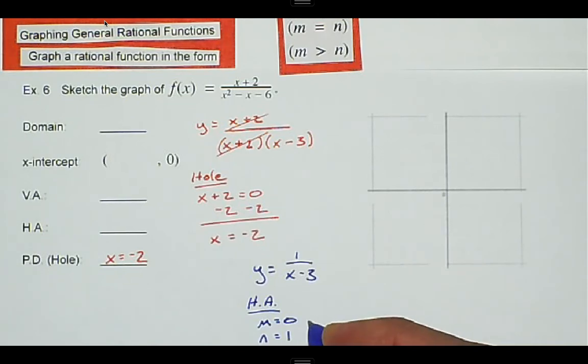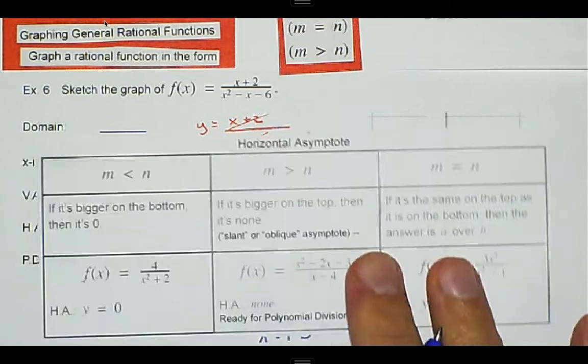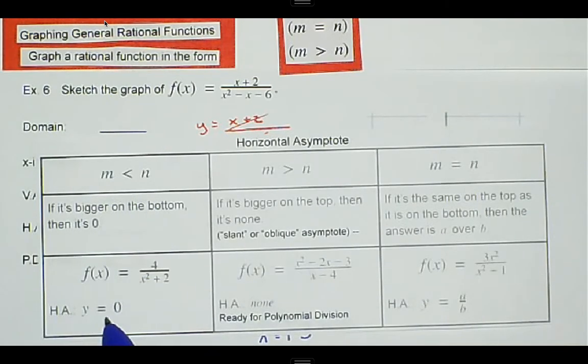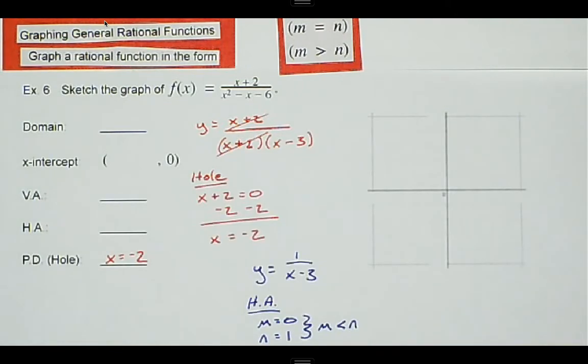So in this case, we have m is less than n. So if we look at our rules, when we have m is less than n, that means that we're going to have a horizontal asymptote when y is equal to 0. So this tells us for a horizontal asymptote that y is equal to 0.